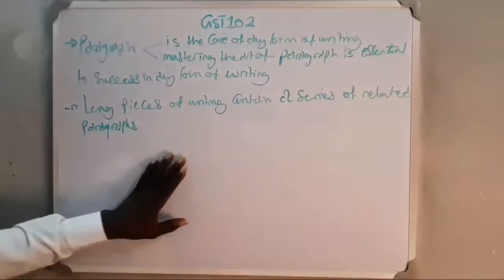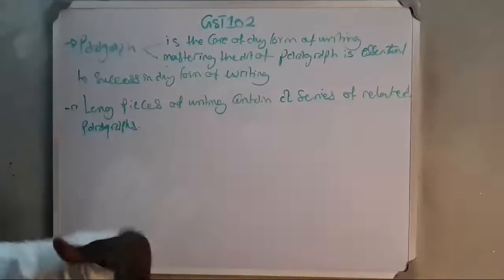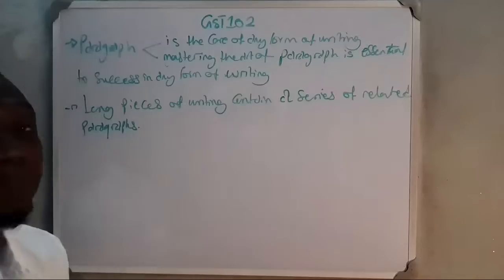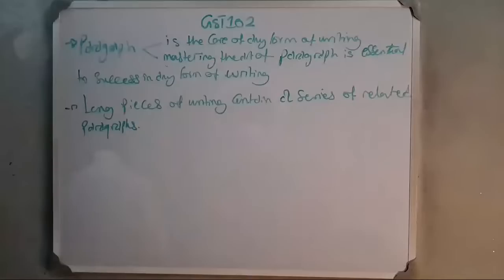Paragraph is a subsystem of a system, or a series of related paragraphs makes up a complete piece of writing. So we have that. Now let's take this point. It says here that a paragraph is a piece of writing which is unified by a central controlling idea or theme.